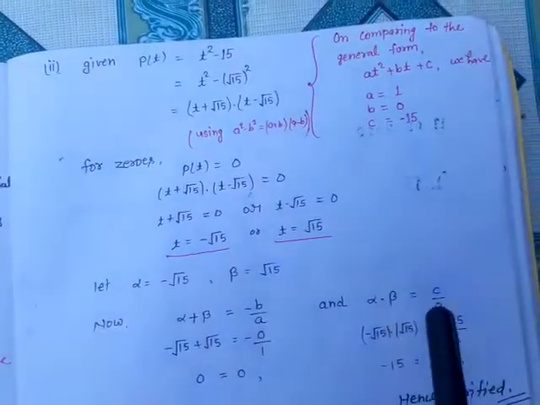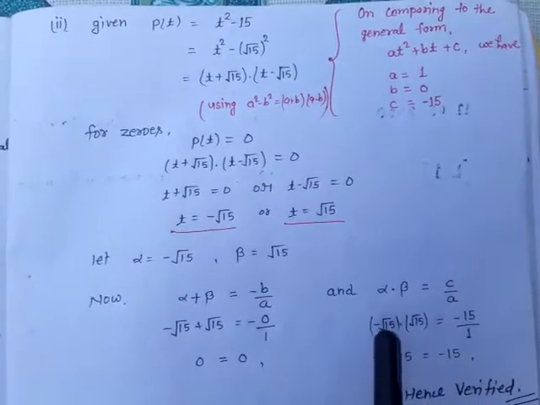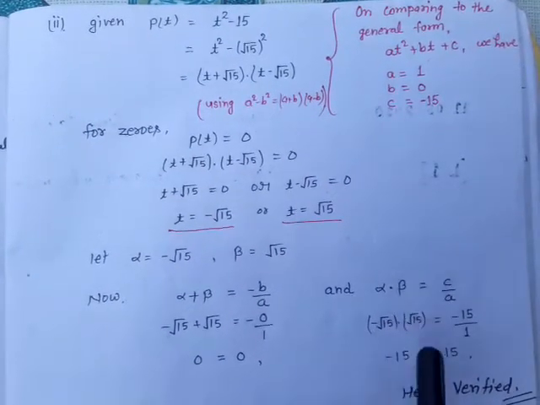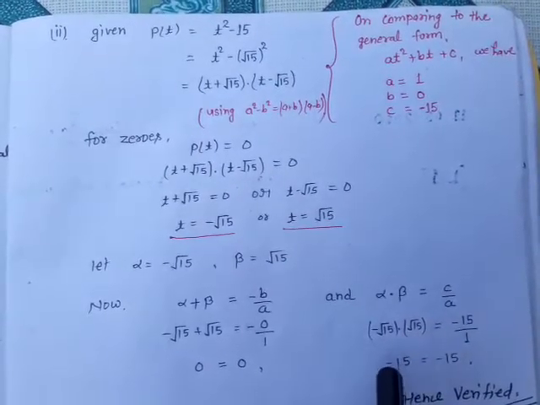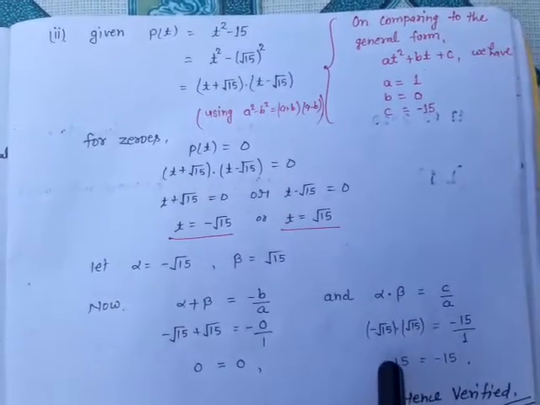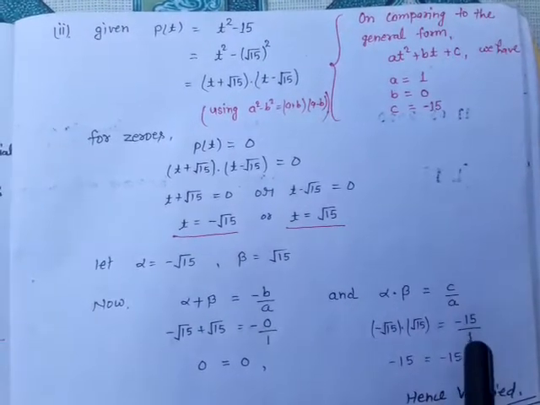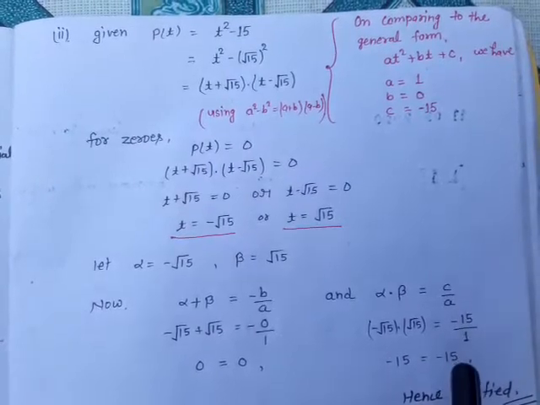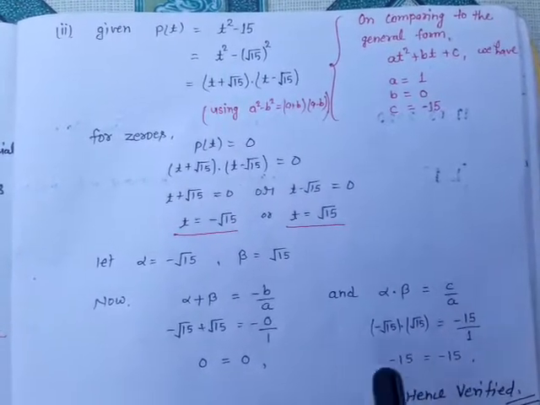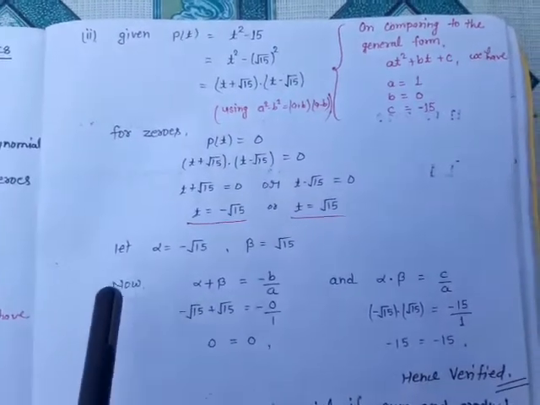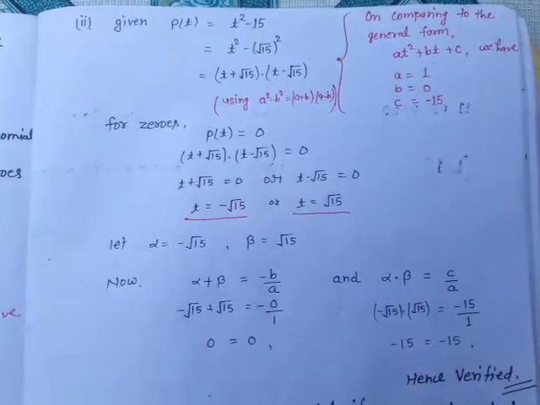Second one is product of zeros. Alpha dot beta is equal to c by a. Putting the value of alpha, minus root 15, putting the value of beta, root 15, this into this multiply, we get 15, and there is minus sign, minus times plus is minus. And c by a, putting the value of c, minus 15, putting the value of a, 1, minus 15 upon 1, that is minus 15. So minus 15 is equal to minus 15. So product of zeros is also verified. Hence the coefficients of the polynomial and zeros of the polynomial are verified.